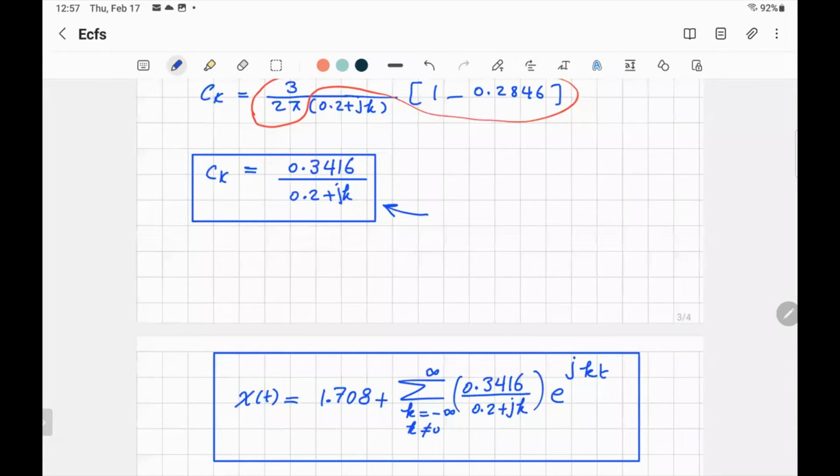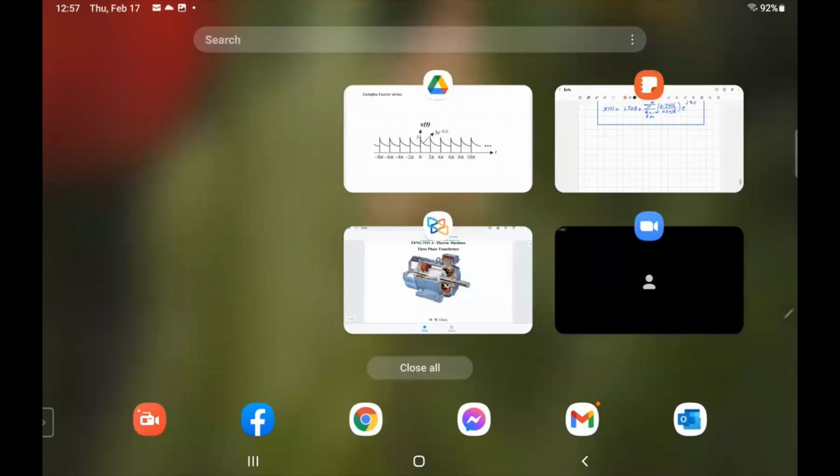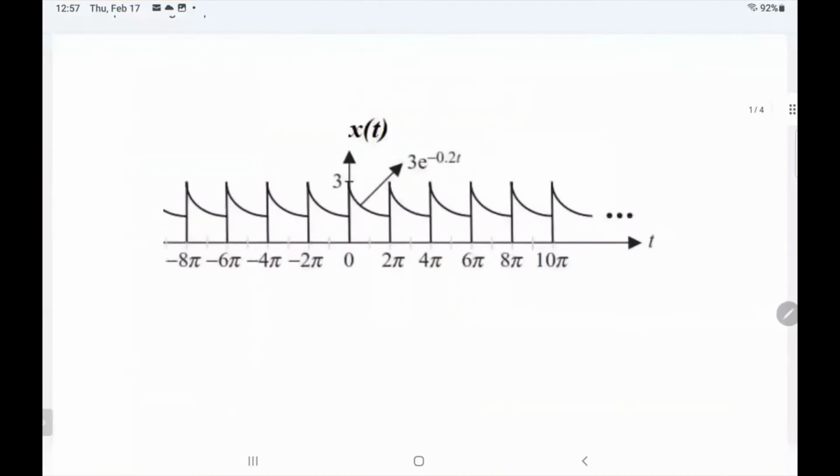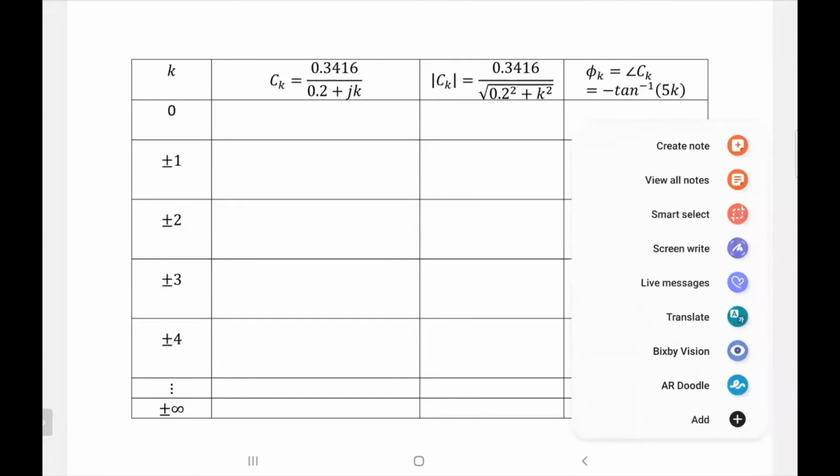How do we do that? We find the magnitude of ck, and we find the angle of ck. How can you find the magnitude and the phase, or the angle, of a complex number like that? You make a table, and I'm going to show you that the table is really helpful. I'm just going to copy this table, and we're going to fill it in together.